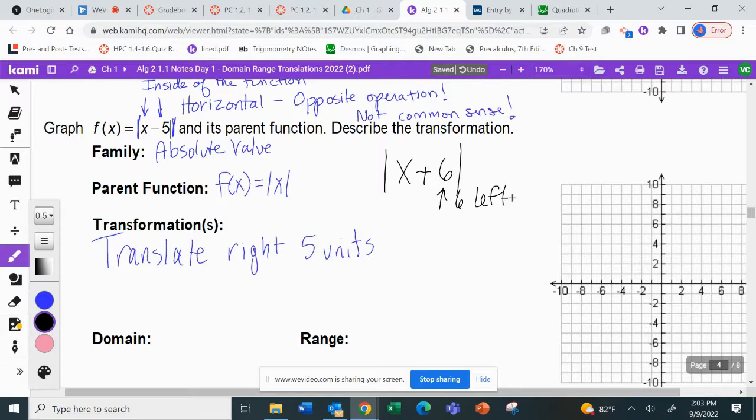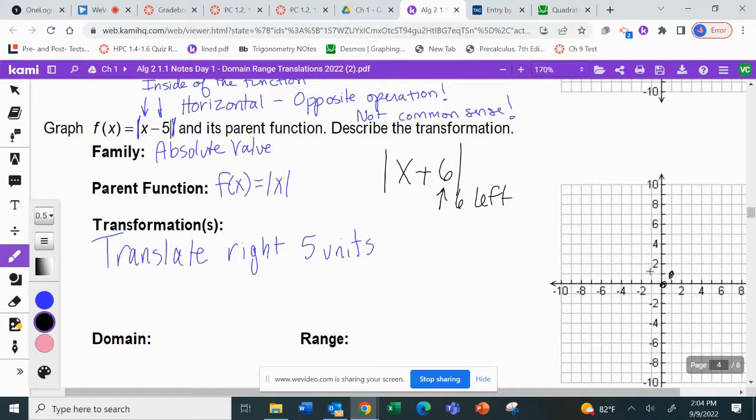So once you can remember, if it's on the inside, it goes opposite, you're good to go pretty much the rest of the year, because we do this the rest of the year, just different graphs. Right now we're doing absolute value. Chapter 2, we're doing quadratic. We just do this stuff the rest of the year.